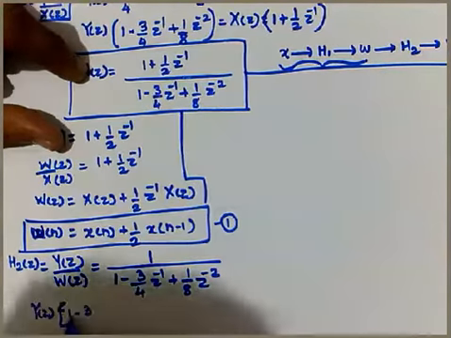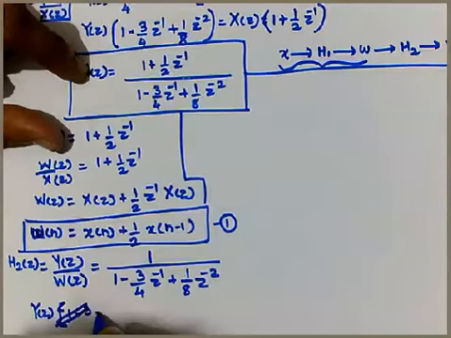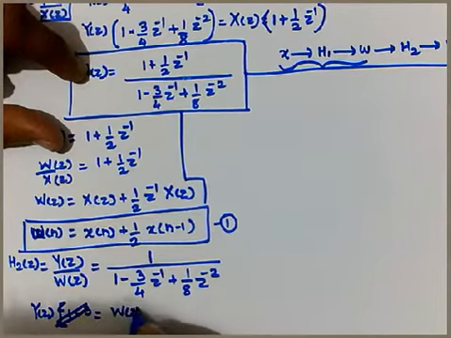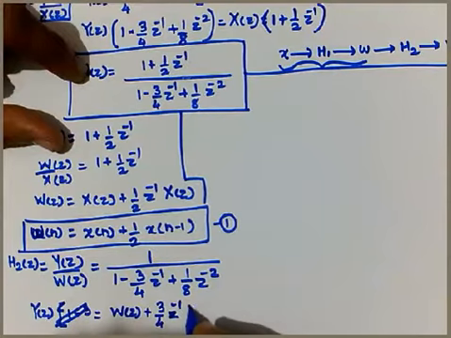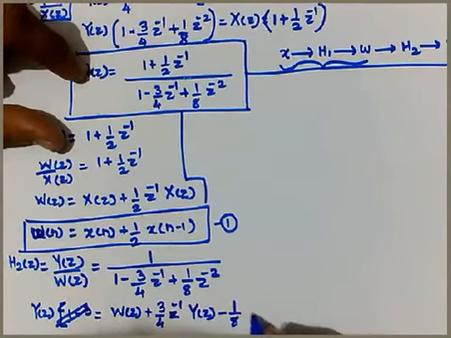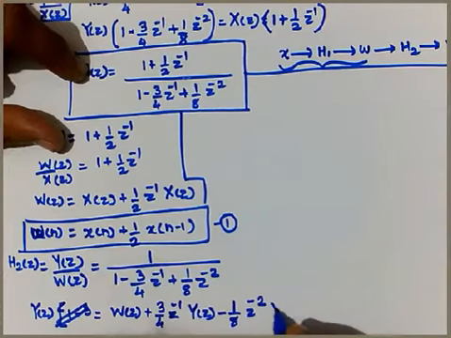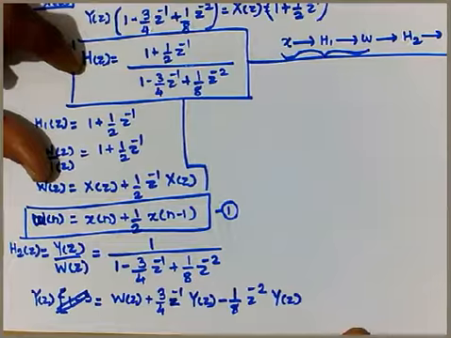So let me just take the common term over here so that it will be well simplified. So Y(z) is equal to W(z) plus 3/4 z inverse Y(z) minus 1/8 z raised to minus 2 Y(z). This is what Y(z) is.